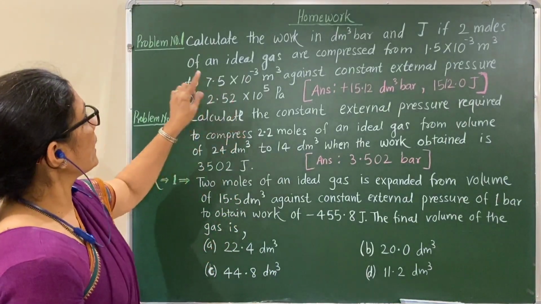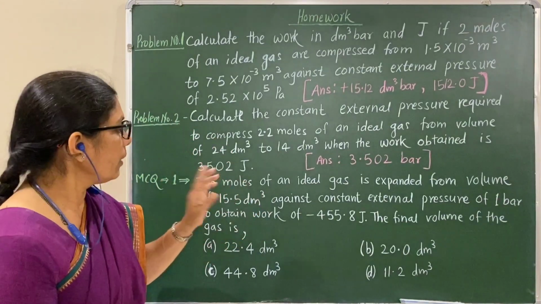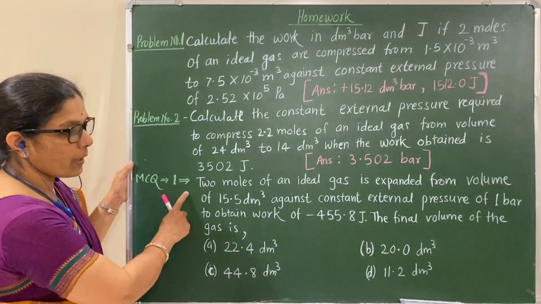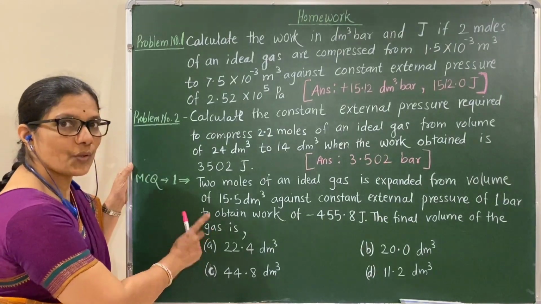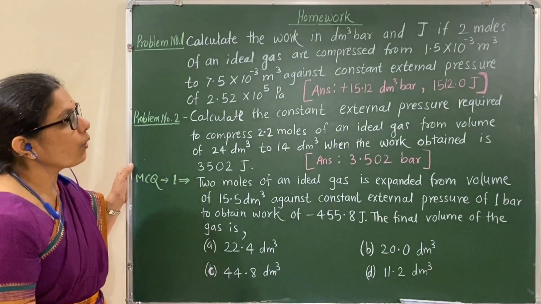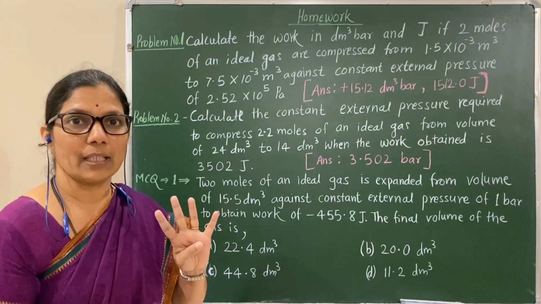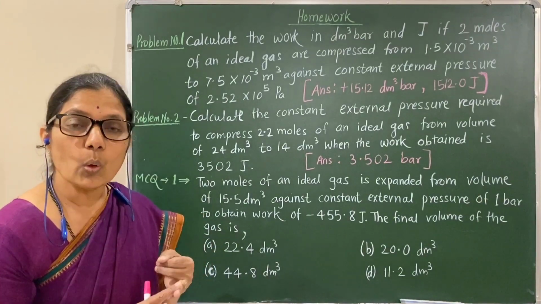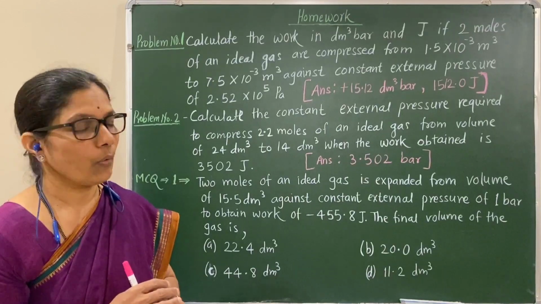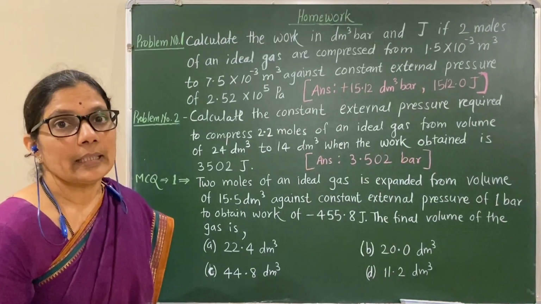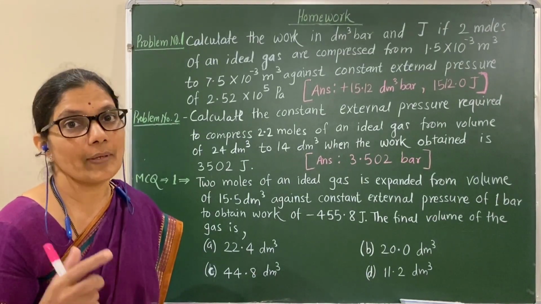Now, this is the homework, in which two numericals are there. You have to solve them. The numericals are very simple. Then there is one multiple choice question. You have to solve this. I will give you the answer of this question in the next session. In today's session, I have taken 4 numericals. Out of that, numerical number 2 and 3 are from the exercise of our textbook. Next session, we will start the concept of maximum work. Very interesting part.